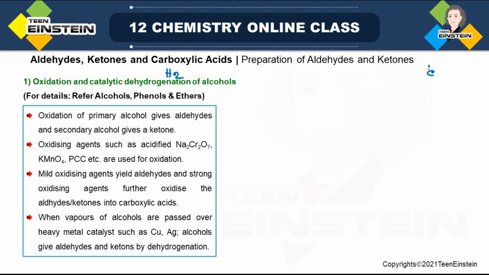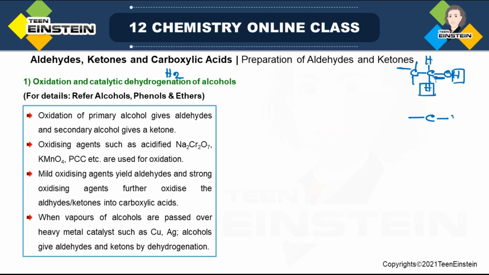See, if it is 1 degree, there will be 2 hydrogen and then OH. So the carbon with which OH is attached, that carbon will be attached to only 1 carbon like this, and this carbon there will be 3 substituents. That's not important. Now if you remove this hydrogen and this hydrogen, what you are getting? There will be a double bond here. So basically now you are getting aldehyde if it is 1 degree.